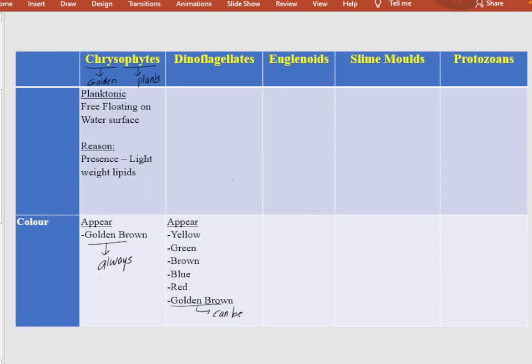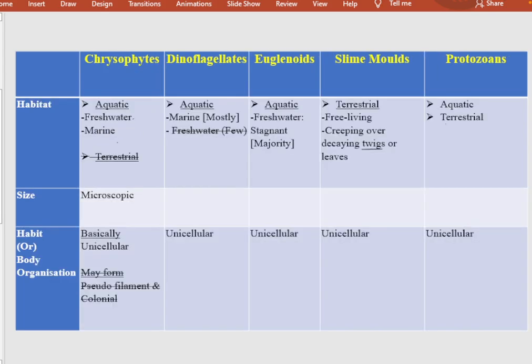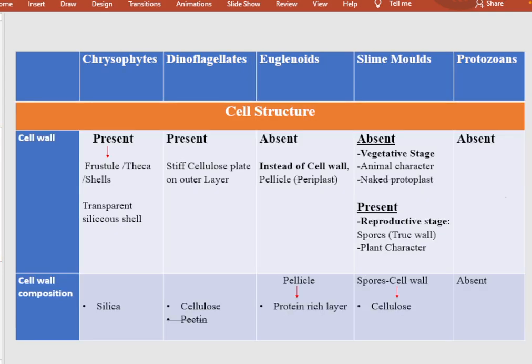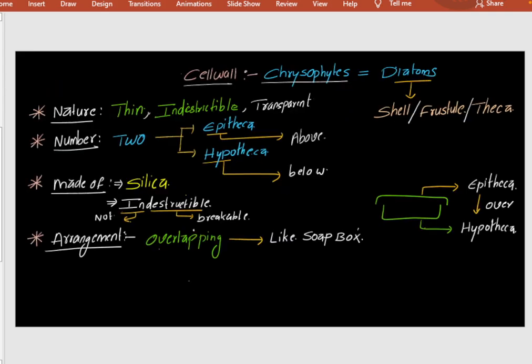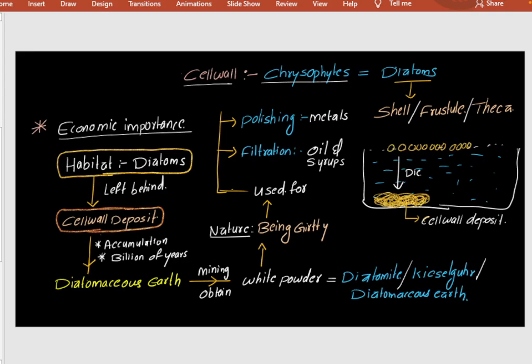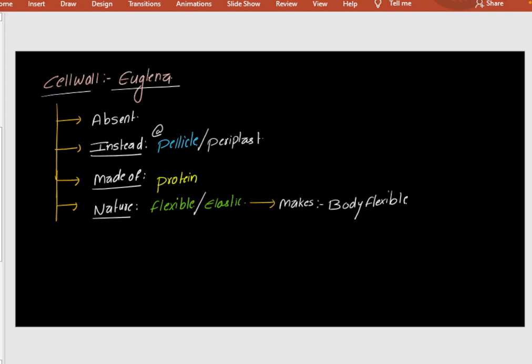So next, what have we completed till now? Two cell walls we have completed. Chrysophyte cell wall completed. Dinoflagellate cell wall is also completed. Now Euglena. Euglena cell wall is absent. Instead a pellicle is there, which is also called what? Periplast. It is made up of a protein-rich layer. It is rich in protein, so therefore the nature is elastic.